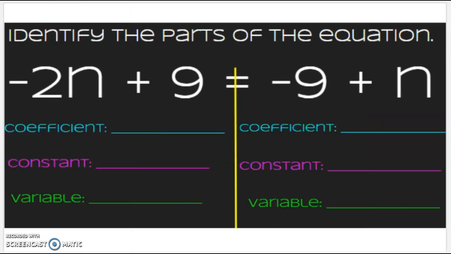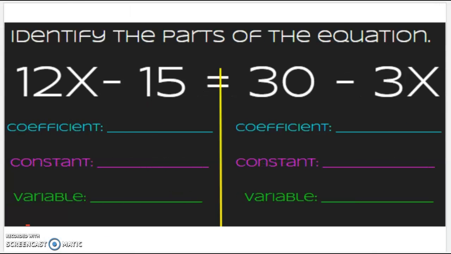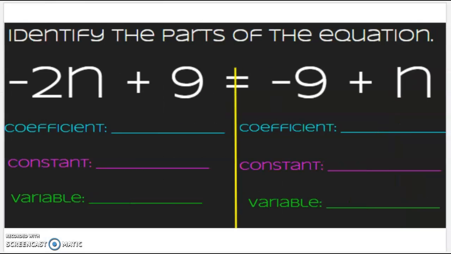Slide 5 and 6, you are identifying the parts of the equation based off of the example that we did together. Remember, we circled our coefficient, the number with x. We put a box around our constant, the number that was by itself, and then we underline our variable. So now you're filling in the blank for each part of the equation on each side. So I've got to fill in the left side and the right side for slide 5 and slide 6.